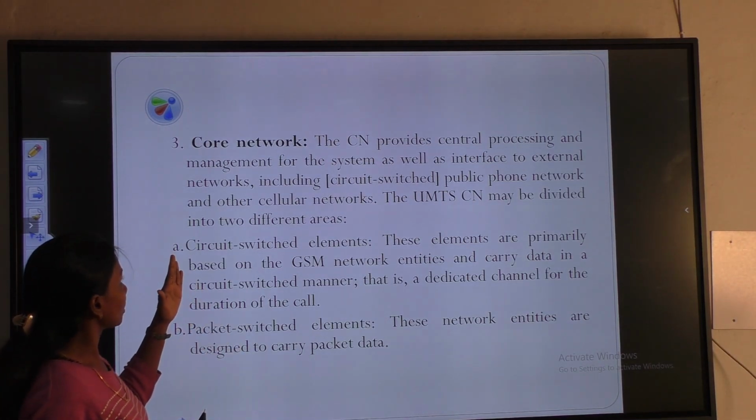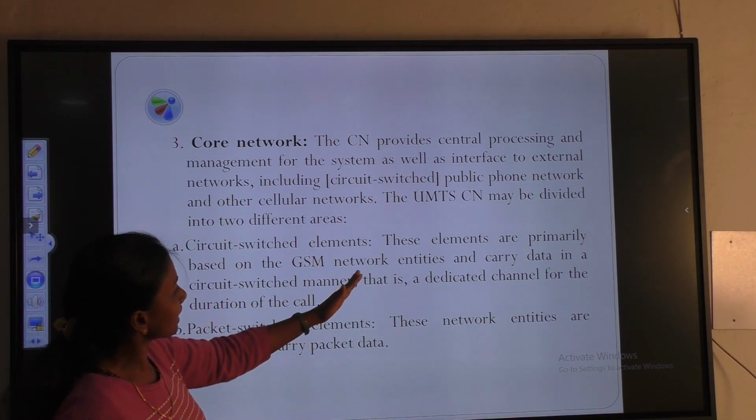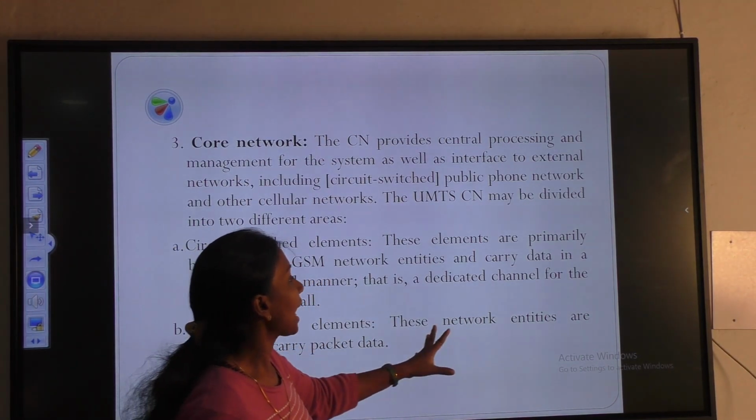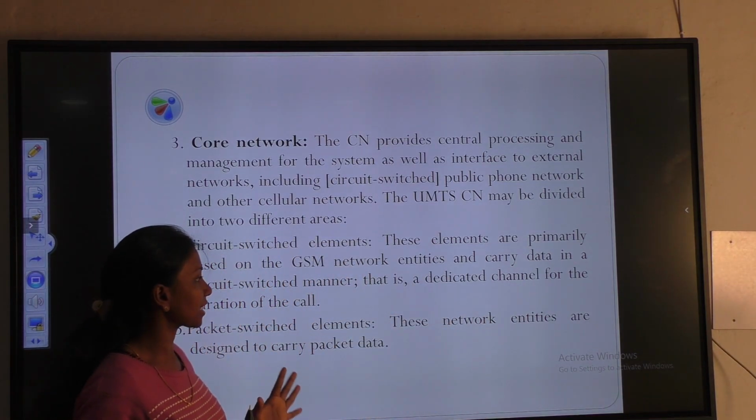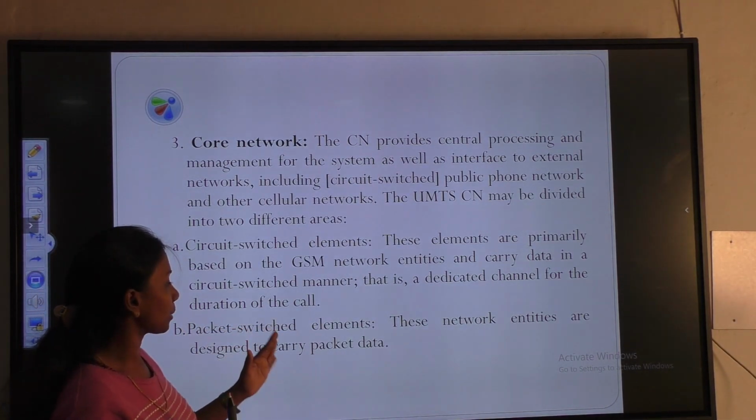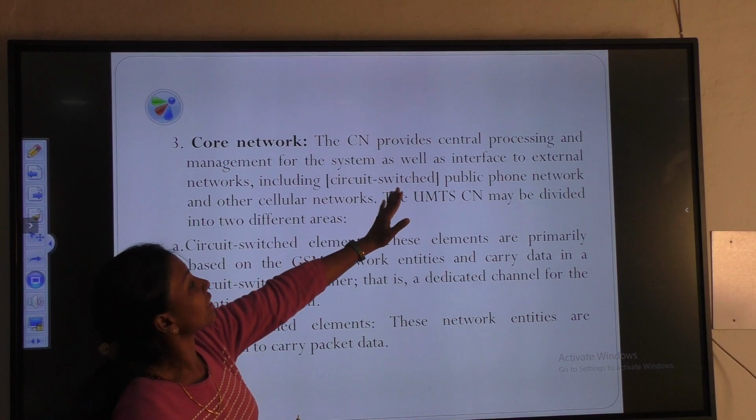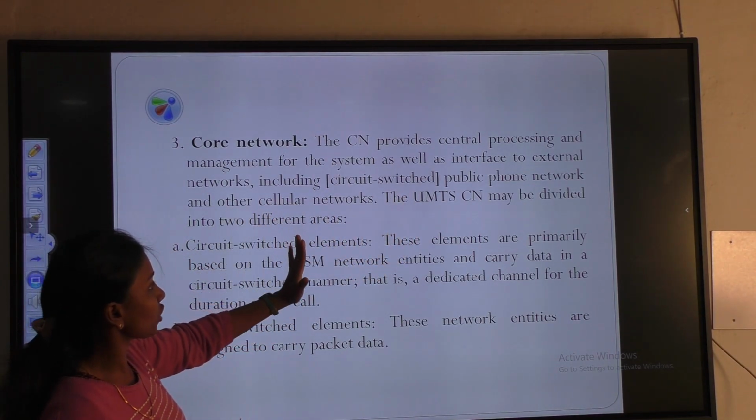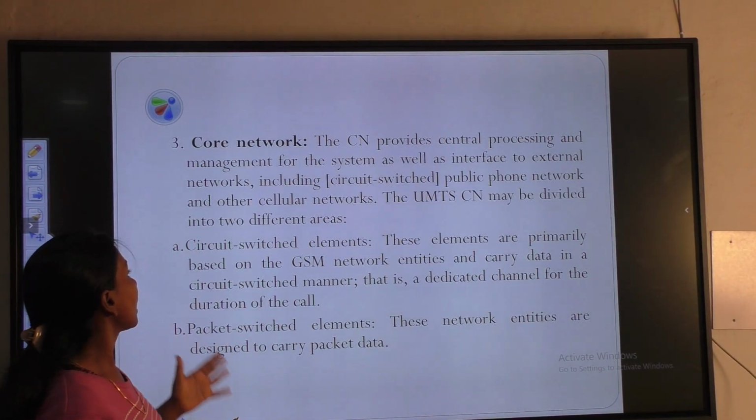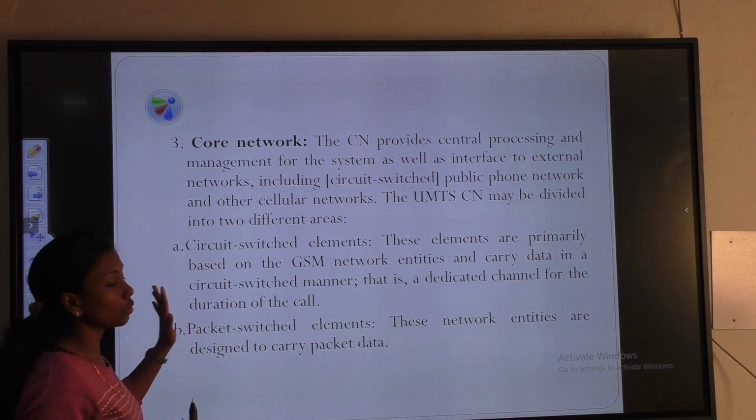Then the core network. The core network consists of two main parts: the circuit switch elements and the packet switch elements. The circuit switch elements are primarily based on GSM, the Global System for Mobile Communication network entities, and carry the data in a circuit switch manner, that is, a dedicated channel for the duration of the call. But whenever you are talking about the packet switch elements, these network entities are designed to carry packet data. The core network provides the central processing and management of the system as well as the interface to external networks, including the circuit switched public phone network and other cellular networks also. And the UMTS core network is divided into two parts.